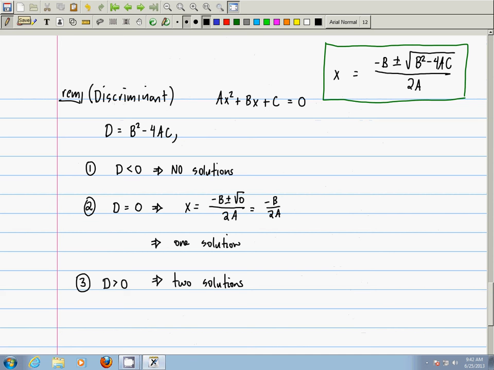Like a U, right? Some parabolas open up, like so. Do all parabolas open up? No, not all parabolas open up. Some of them open down. Okay?